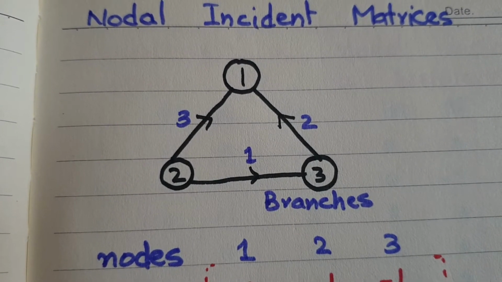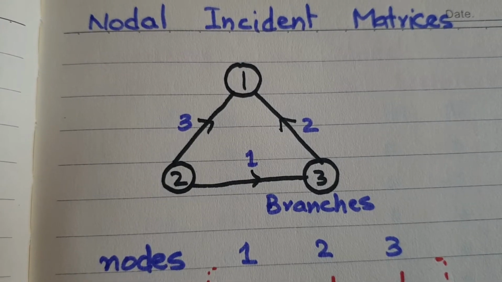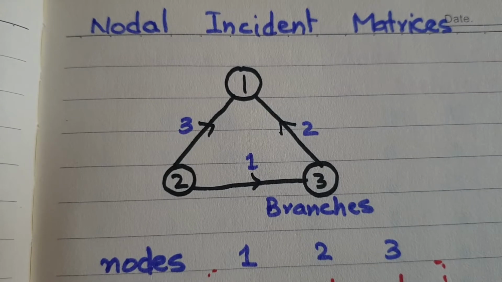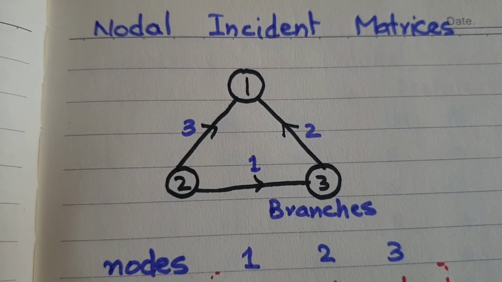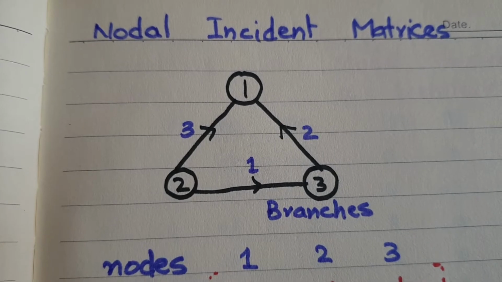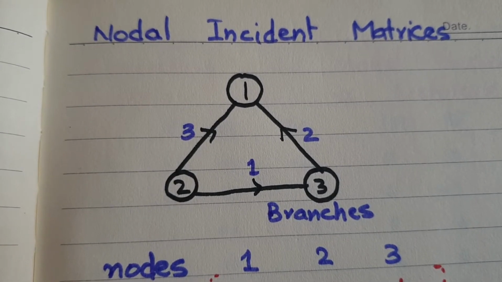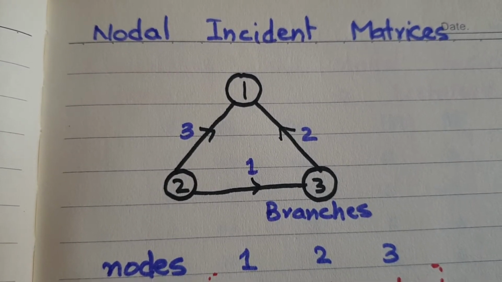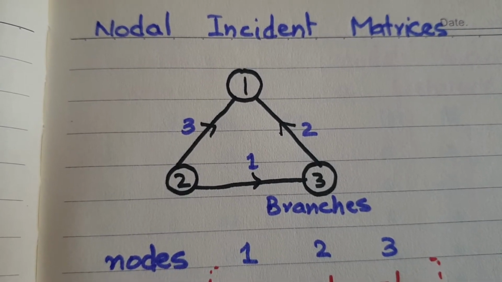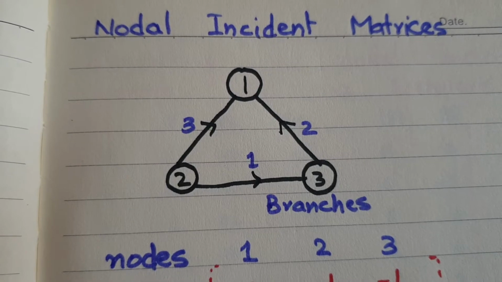Here the matrix that we obtain as a nodal incident matrix consists of three types of entries: 1, 0 or -1. If a branch leaves a particular node, then we mark it as +1. If a branch enters a node, we mark it as -1, and if a branch doesn't connect a node, then we mark it as 0.